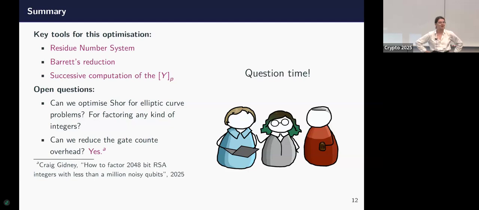Thank you for the talk. So I have just one question. When you say that you want to optimize Shor for factoring any kind of integers, are you thinking of something? Sorry, is it not on? It's just too low for you. Okay, so speak close to it.